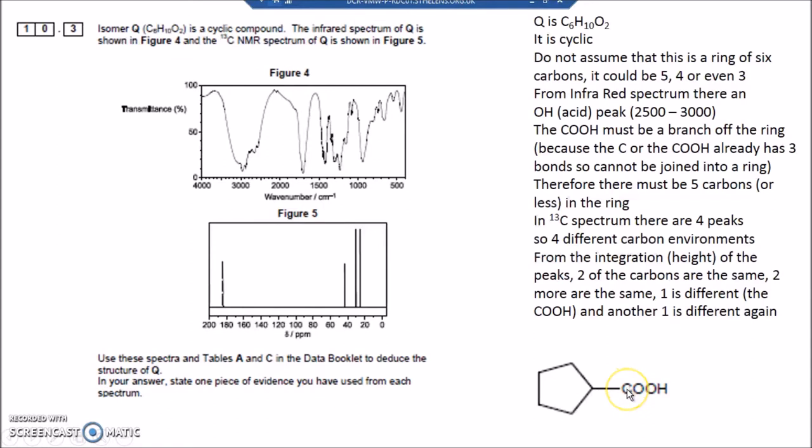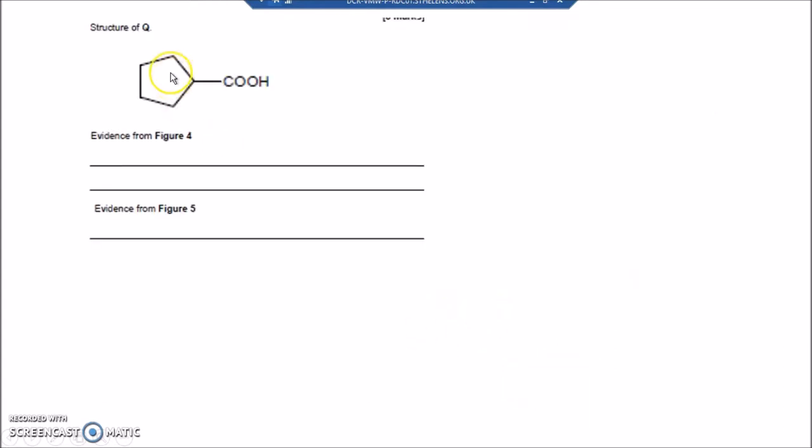I've got one of those carbons, so I've got a peak of integration height 1, let's say. I've got another single carbon, that's that one there, one of that type. And then I've got two of this type, and that's a double integration height peak. And then I've got two here with another double integration height peak. So I've found the chemical, found the isomer.